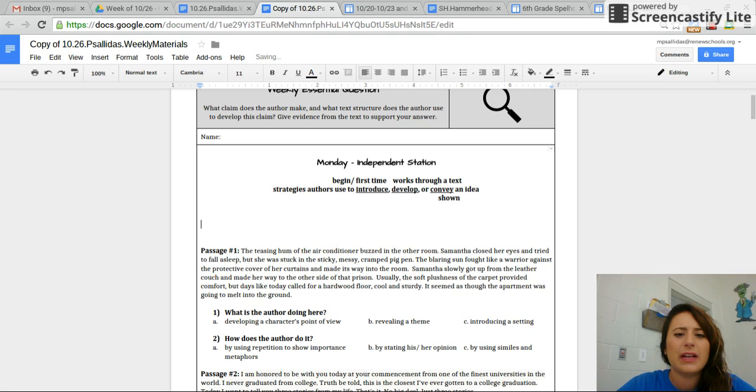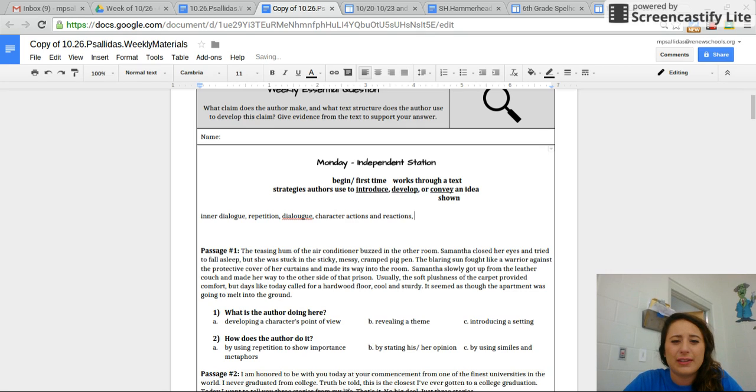Okay, so we've looked at many different strategies that authors use in order to do these three things: to show us point of view, to introduce a theme, to develop a character. Let's take a look and remind ourselves of some of the things that they do. Authors can use inner dialogue, repetition, dialogue, characters speaking to each other. They use character actions and reactions.